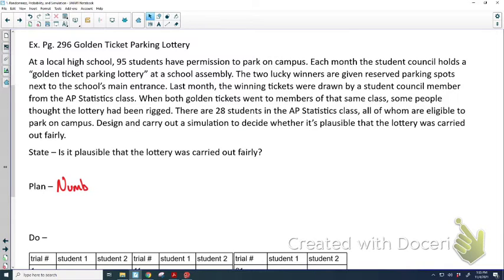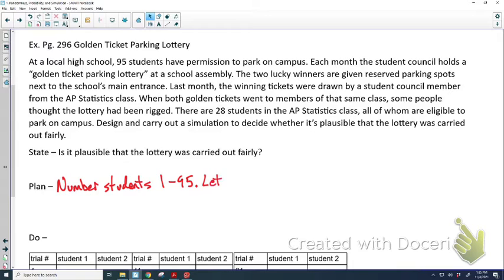Number students 1 to 95. That represents all the students that possibly can get a parking place. When I run a trial and select students, I want to know whether or not I got stat students or not. So I need to pick a nice, easy to identify 28 numbers that represent stat students.